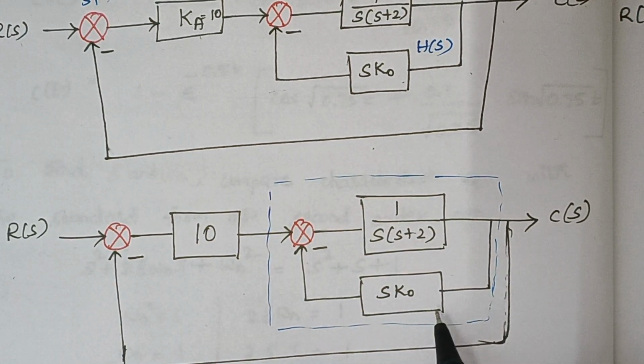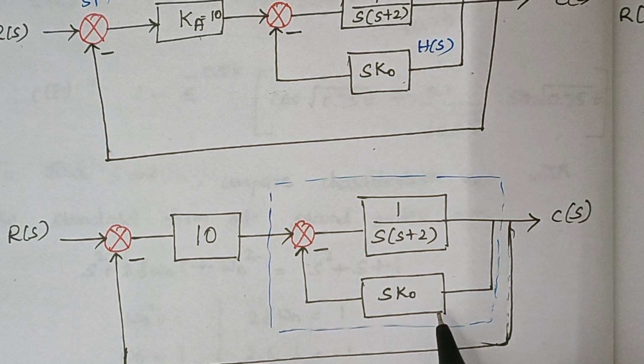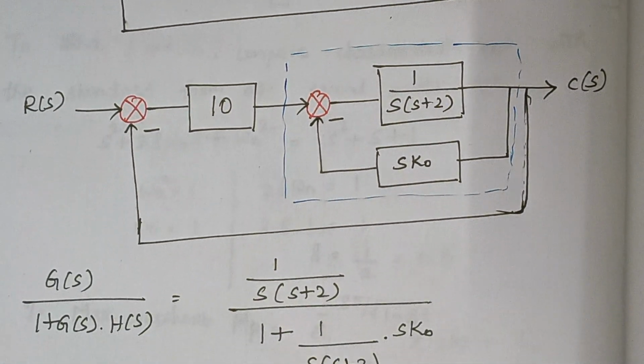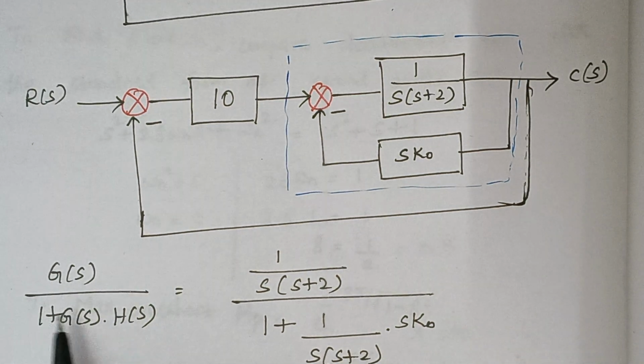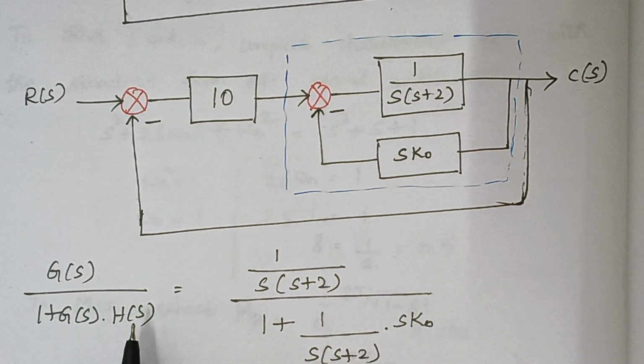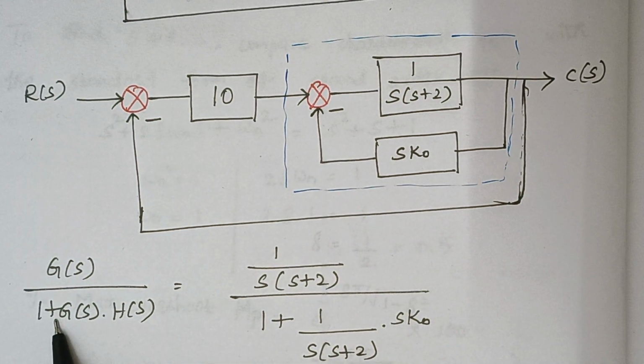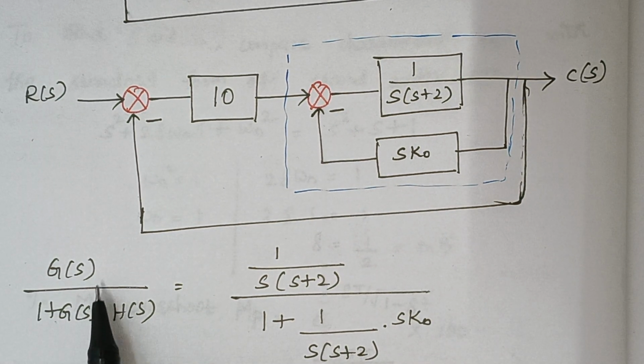We can eliminate this feedback loop by using block diagram reduction rules. So what is the rule? How to eliminate this? The formula is G(s) divided by 1 plus G(s) into H(s). Since the type of feedback is negative, here we are using plus sign in the denominator.